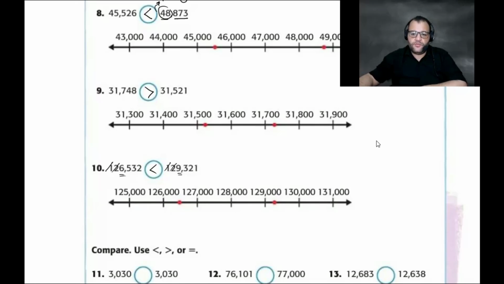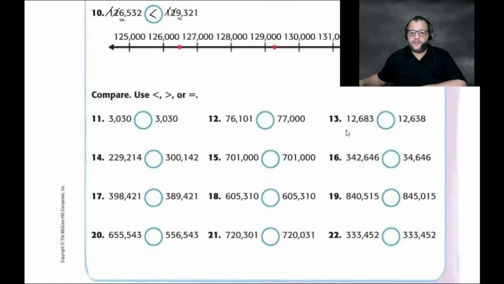Ryan Khalid, please solve question number 11. Just read the first number, read the second number, put greater than or smaller than between them. Okay, number 11. It's equal. Read the number, please. 3,030 is equal to 3,030.